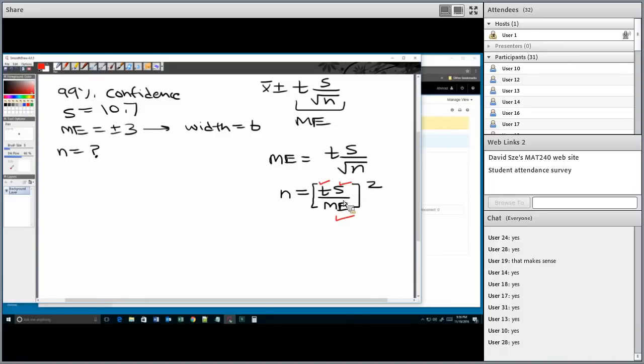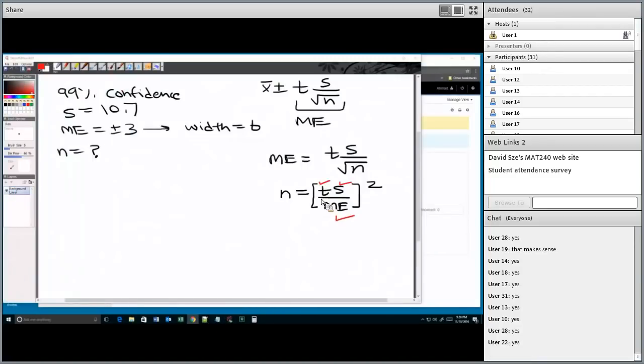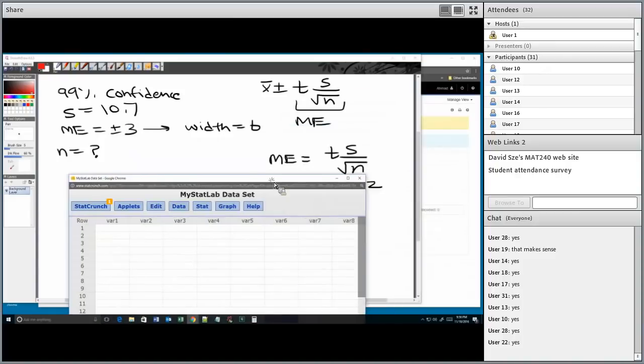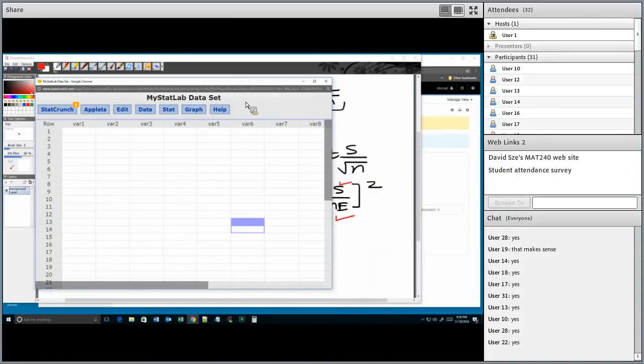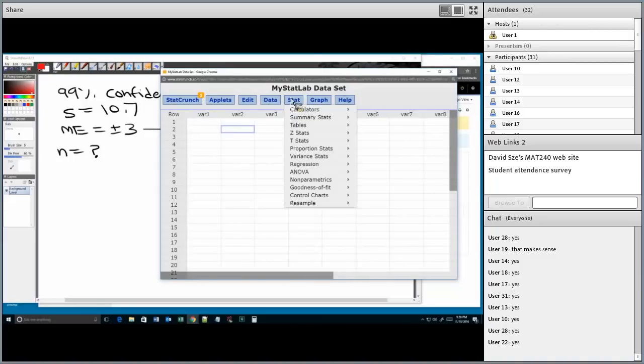But the nice thing is that StatCrunch will also do this for us. It basically just calculates this, uses this formula to calculate N. Let me show you how that works. So in this problem, here's the problem data. What I'm going to do is go to Stat, T Stat, One Sample, and I'm going to use width and the sample size. Remember we did this for proportion yesterday.